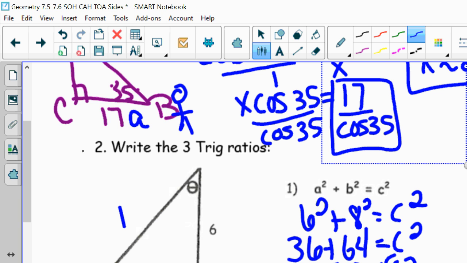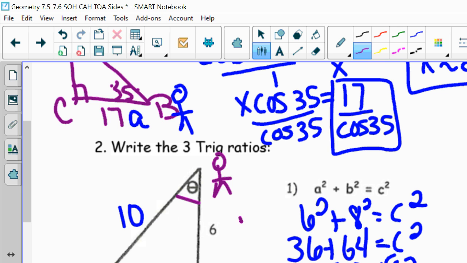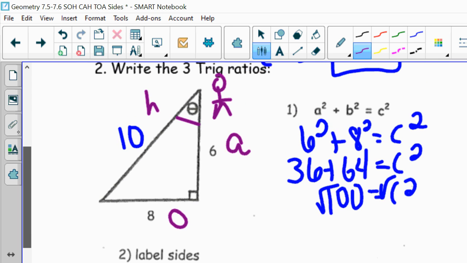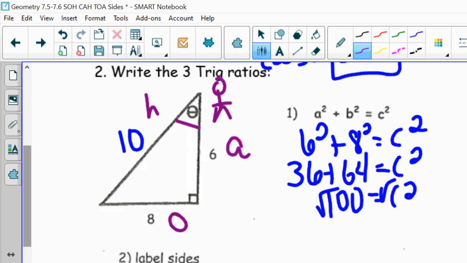So 6, 8, 10. So again, now this is the angle theta that they're giving me, so this is where I'm standing. This is my adjacent. This is my opposite. This is my hypotenuse. So now we want to write out the sine of theta. So I look at the sine is opposite over hypotenuse. Opposite is 8, hypotenuse is 10. So this is 8 over 10. But I recognize that 8 and 10 both have something in common. So if you can reduce, you always want to reduce. So 8 and 10 have a 2 in common, so this would reduce to 4/5. So the sine of theta is 4/5.